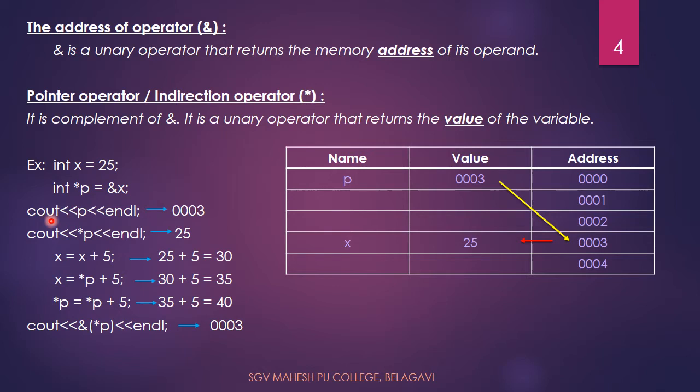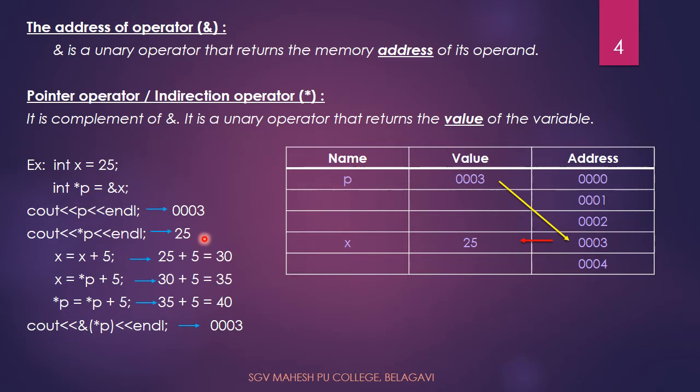Now when we write this cout statement, if I want to display the content of p, the content of p is nothing but 0003, its value of p. Now if I print star p, what is star p pointing to? It's pointing to x at 0003, so star p means it's nothing but 25.